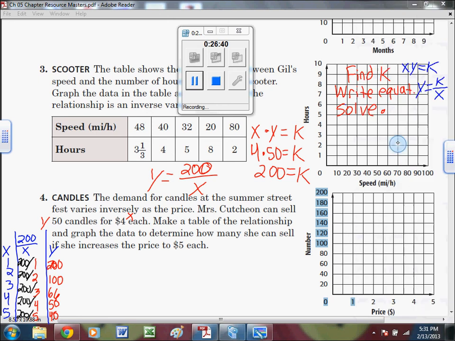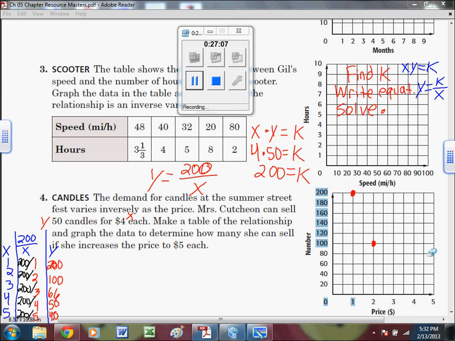So we've got our input-output table, so let's graph each of those. Let's go to price of $1, and at the price of $1, we're going to put the point they told us: 200 candles. So go to $1 and go up to 200 candles, that's at the very top. At $2, we're selling 100 candles.